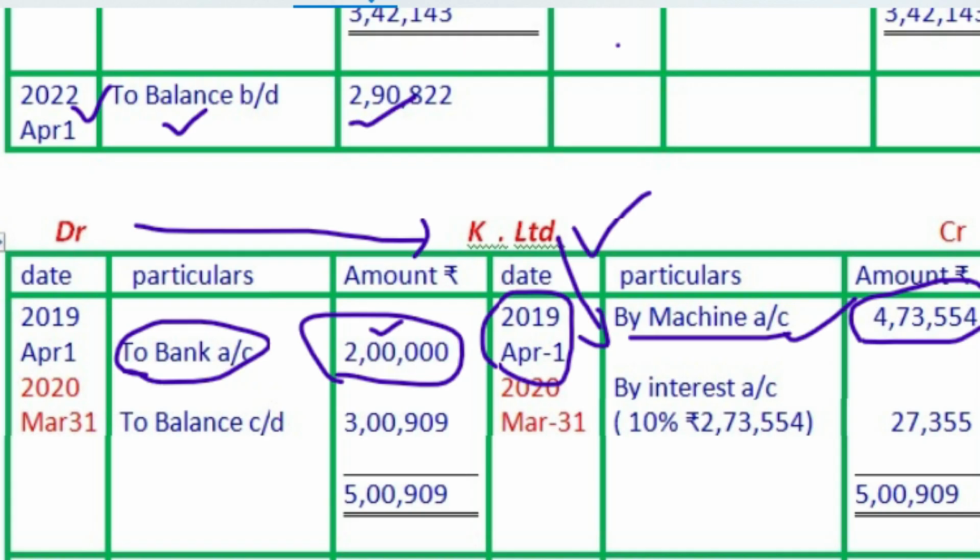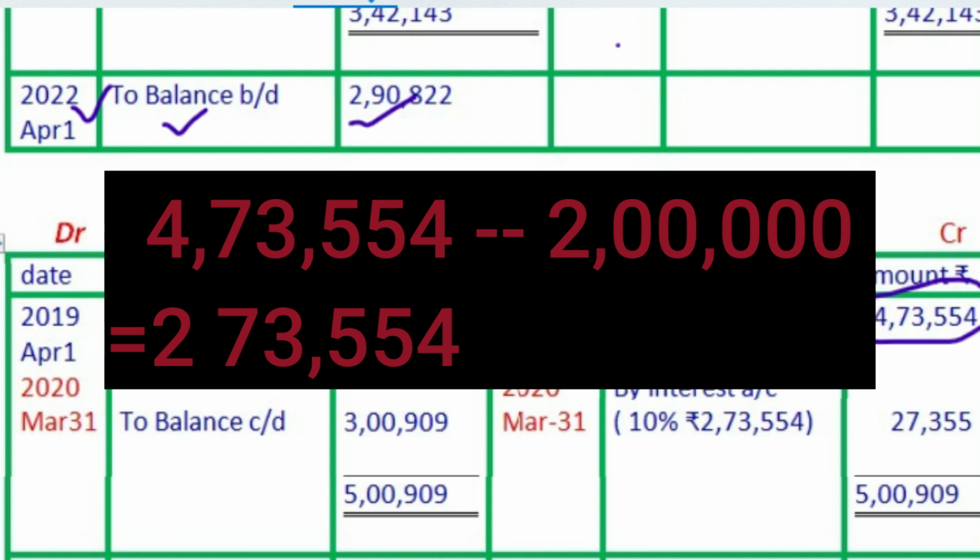That is 4,73,554 minus 2 lakh, and the down payment does not include any interest. This is fully the capital payment amount. No interest amount is included in the down payment, and the balance amount left is 2,73,554. This balance amount the hire purchaser will pay to the hire vendor in 3 annual installments of rupees 1,10,000 each, including interest at the rate of 10%.